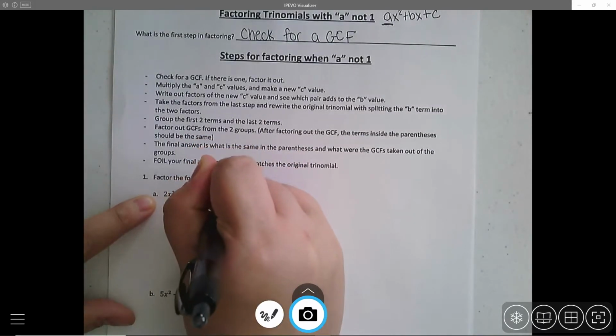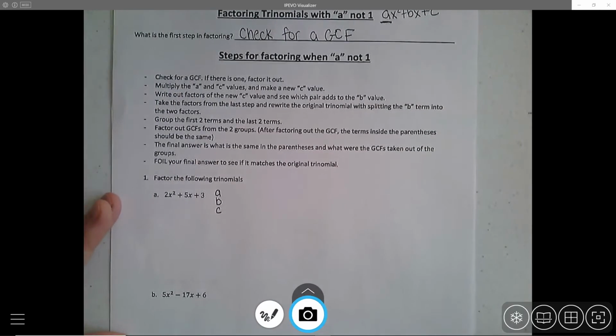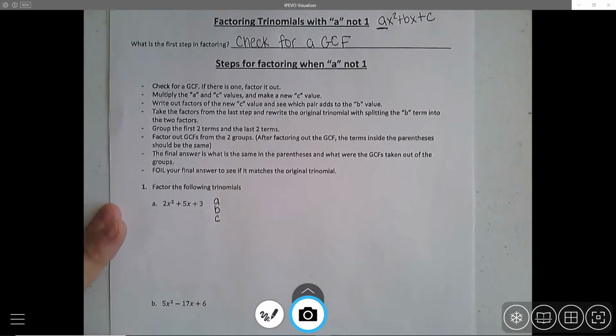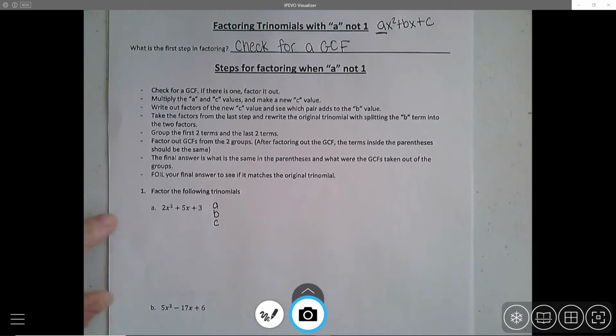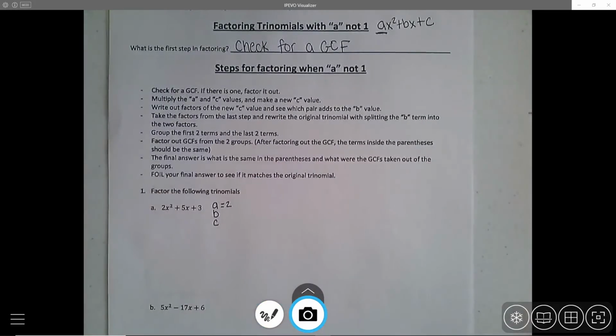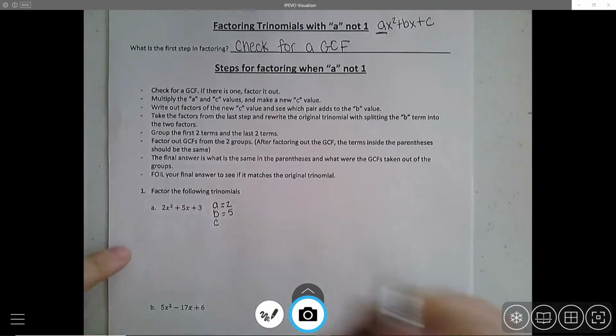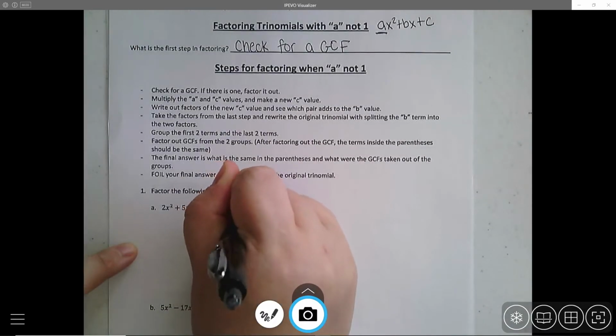Now, if we get into this process, the first thing I need to realize and identify is my A, my B, and my C value. Your A, remember up in that standard form, is in front of the x squared. In front of my x squared is a 2. Your B is what's in front of your x, which is a 5. Your C is your constant, or the number at the end, which is 3.